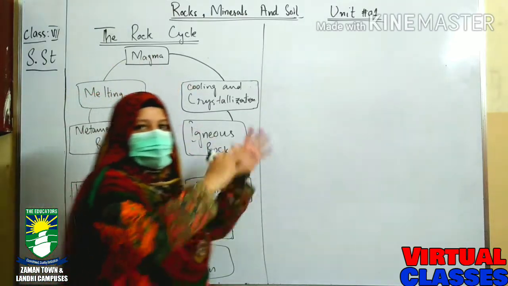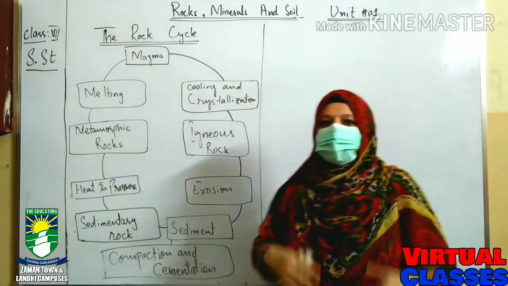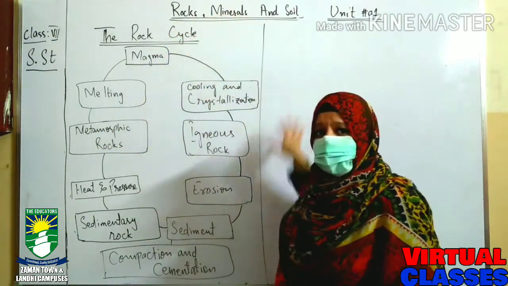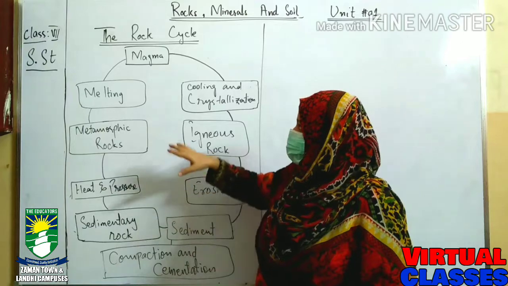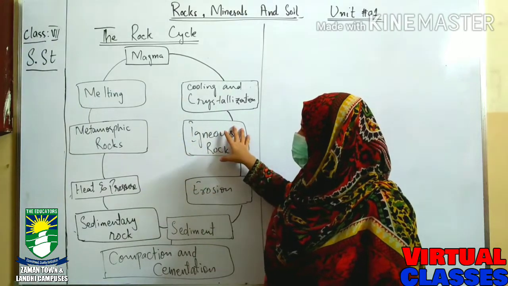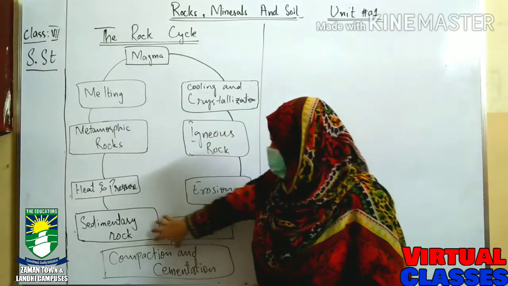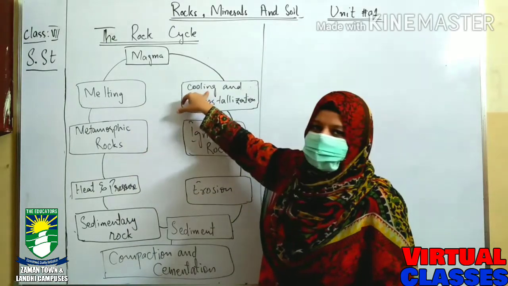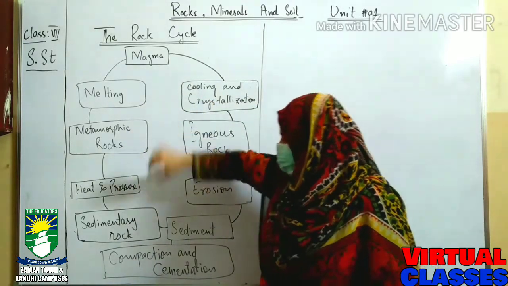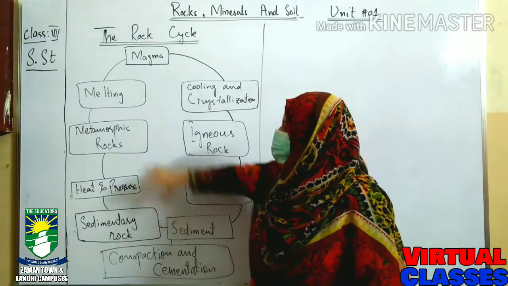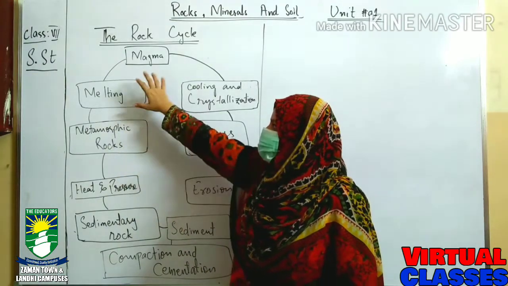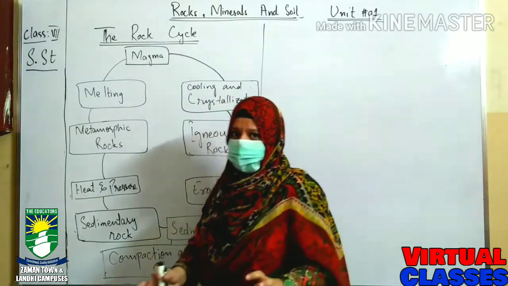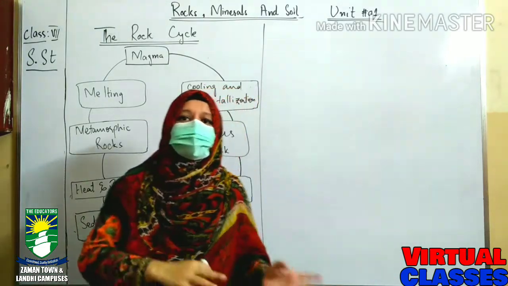The rocks do not go anywhere or move from one place to another. They just change their form from one to another. There are three different types of rocks: igneous rocks, sedimentary rocks and metamorphic rocks. The processes of cooling and crystallization, erosion, sediment, compaction and cementation, heat and pressure, and melting are the factors that convert the rock from one form to another.